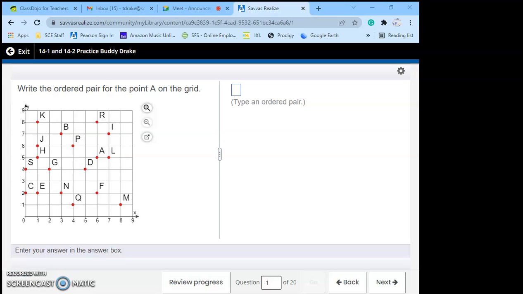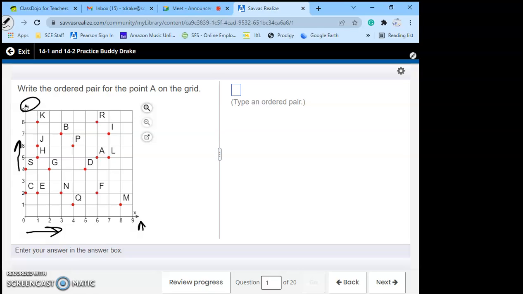Today we're going to do Practice Buddy 14.1 and 14.2. Number 1, write the ordered pair for the point A on the grid. When we're finding the ordered pairs of the numbers, we have to do the x-axis first. So we always go left to right for the x, and then the y is vertical, up and down.